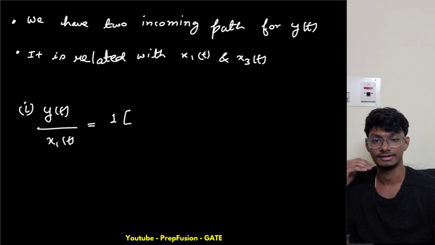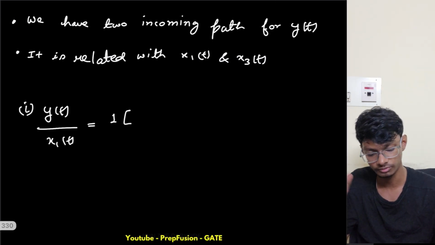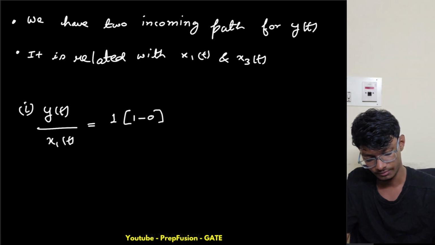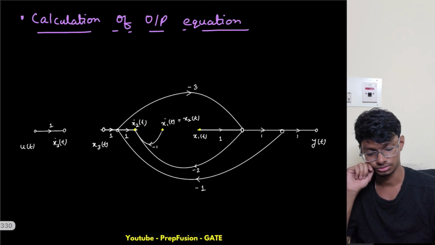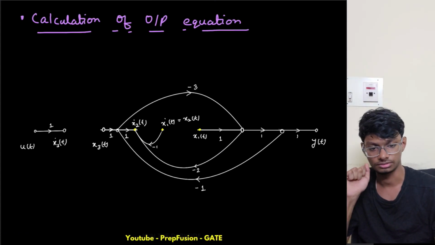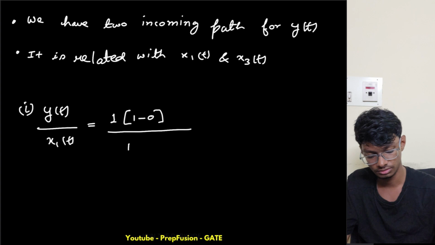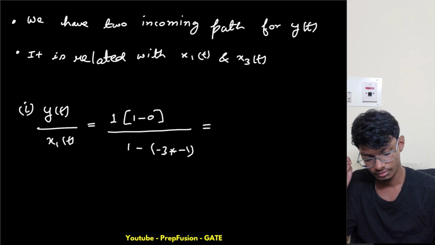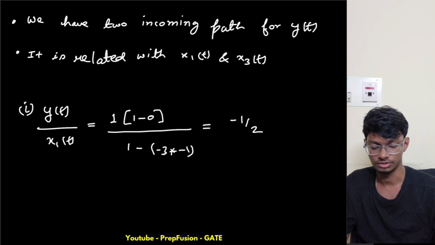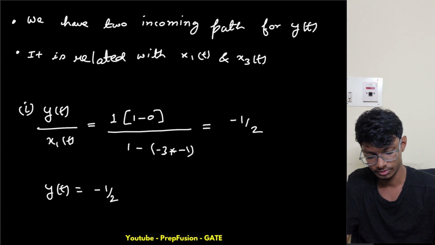Okay, and what is the associated loop gain? Again, this node is common for this one single loop, right? So again, this associated loop gain will be 1 only. So 1 minus 0. And what is this determinant? Again the loop, right? So it is the same only. So 1 minus 3 into minus 1, which will be equal to simply minus 1 by 2. Denominator we have minus 2, so this is minus 1 by 2. So again y of t equals minus 1 by 2 x1 of t.